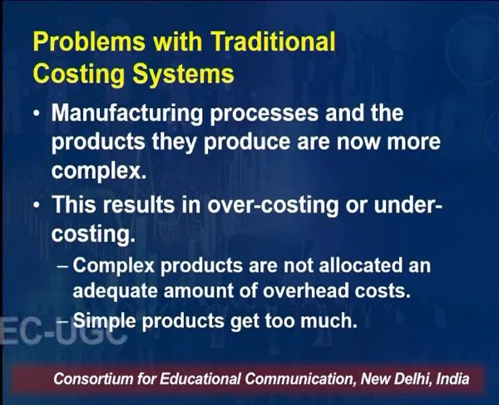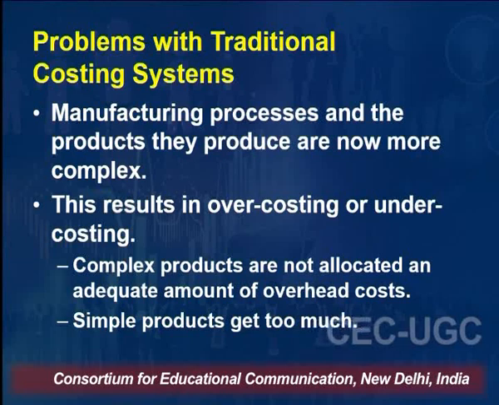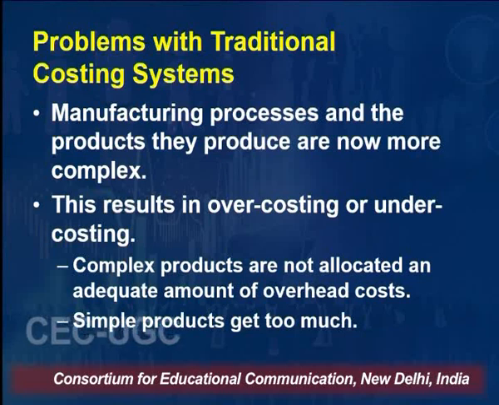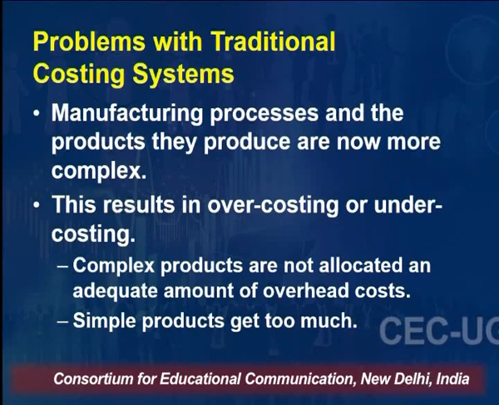So you must be thinking when it is going to cause overcosting and when it is going to cause undercosting. Obviously when your product is very simple, the simple products are going to get too much of factory overheads, whereas the complex products are not allocated an adequate amount of overhead cost. So the question comes, how to allocate, where to allocate, how to basically find a judicious base for allocation of these costs. So the answer to that question is to identify a costing system which is in sync with the modern requirement, which we can call a modern costing system.